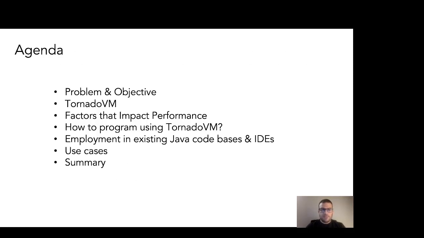This is the agenda for today. I will start with a description of the problem and the objective of our team, in a sense the motivation. Then I will show you TornadoVM. I will present some factors and classify them in categories, some factors that can impact performance of applications. Then I will show how TornadoVM can be used by programmers to accelerate their Java applications and how it can be employed within existing Java code bases. And finally, I will close this talk with a description of the use cases that have already piloted TornadoVM.